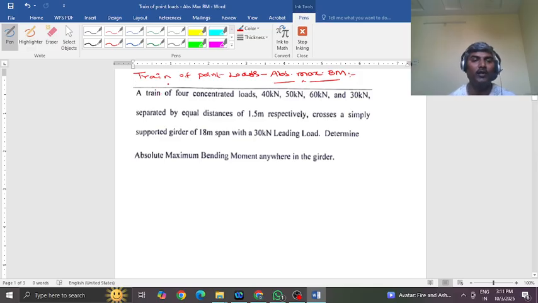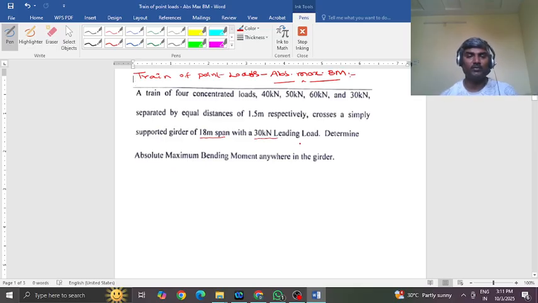This session we will learn how to find absolute maximum bending moment when you have a train of point loads moving on a simply supported girder. So let us take the same question that we have worked out in the previous sessions, where 40 kilonewton, 50 kilonewton, 60 and 30 are moving on a simply supported girder of 18-meter span with the 30 kilonewton load leading.